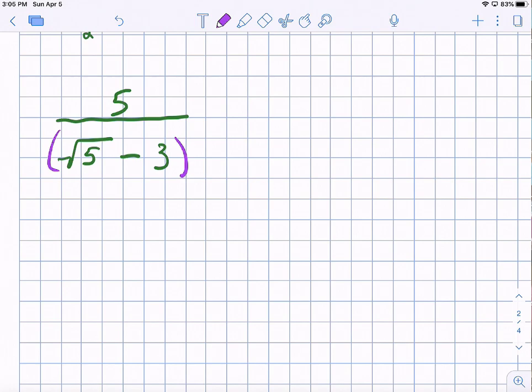Okay, so what I'm going to multiply by? Remember, I'm going to multiply by the same exact thing, except I'm going to change that sign in the middle. Okay? Same thing, just change the sign in the middle. And then remember, whatever I do to the bottom, whatever I do to the denominator, got to do the same thing to the numerator. Again, when I multiply this out in the denominator, square root of 5 minus 3 times the square root of 5 plus 3, set up your box.